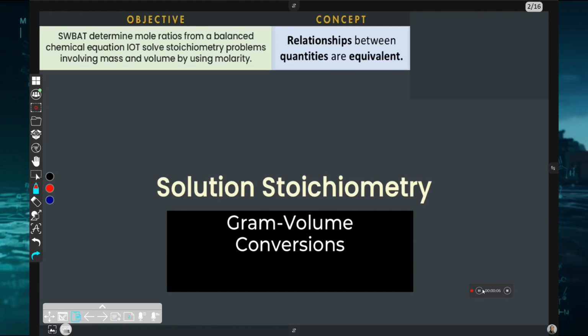What's good? Welcome to Solution Stoichiometry, where we're going to look at conversions between the mass of a substance and the volume of solution that's required. In other words, we can also call those gram-volume conversions or volume-gram conversions. Let's get started, shall we?